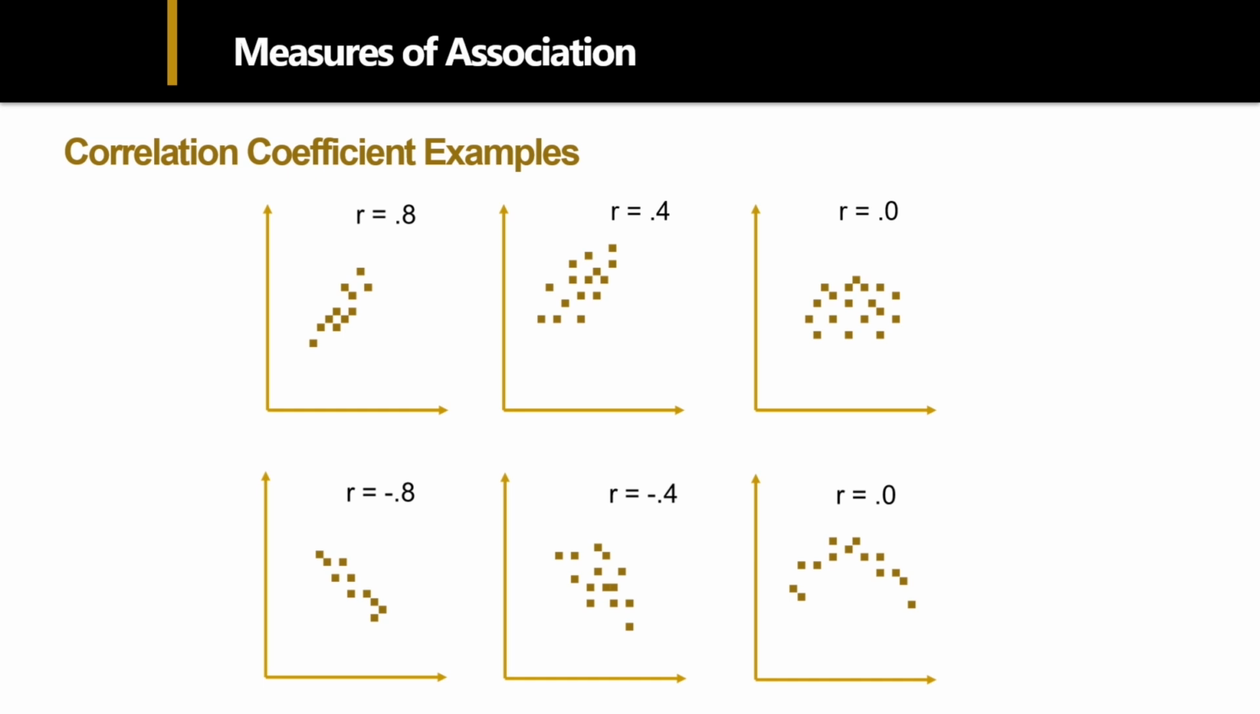On the bottom line, we see a -0.8, so that's highly negatively correlated. -0.4 shows a similar negative relationship between the two variables, but again, spread out a little bit more. And the lower right graph shows a nonlinear relationship probably between the two variables, but for a correlation, we would say that's about a 0.0 because this is a linear description of the two variables.